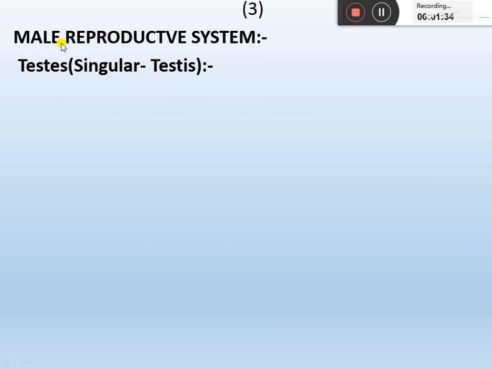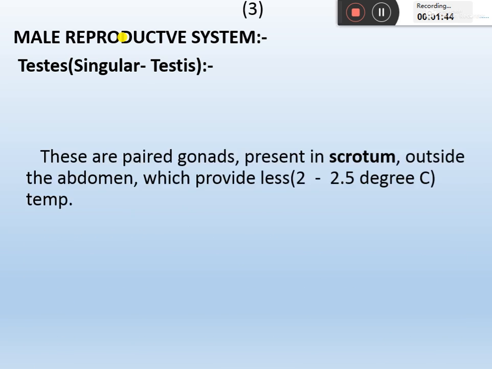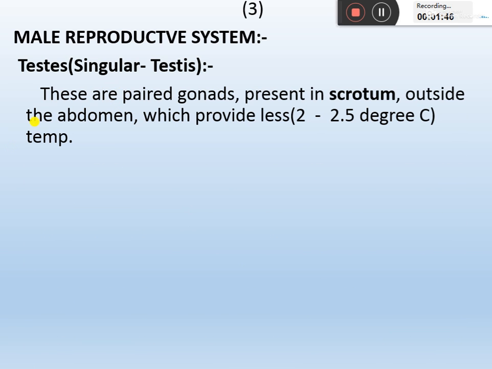Let us discuss the male reproductive system. The testes are the male reproductive structure. These are paired gonads present in the scrotum, a bag-like structure outside the abdomen, which provides 2 to 2.5 degrees less temperature than the body.